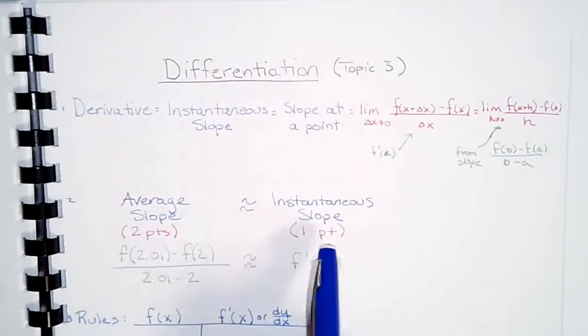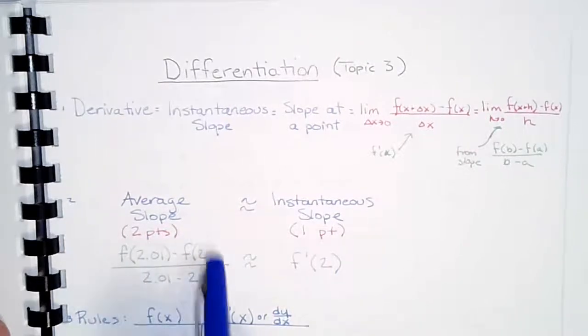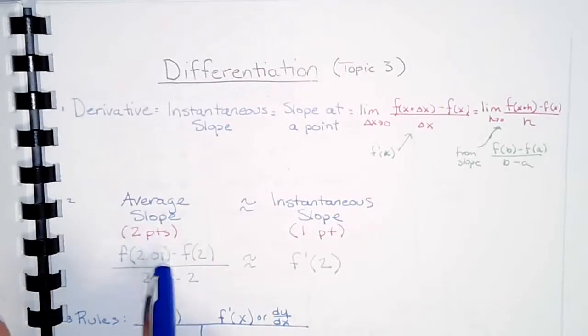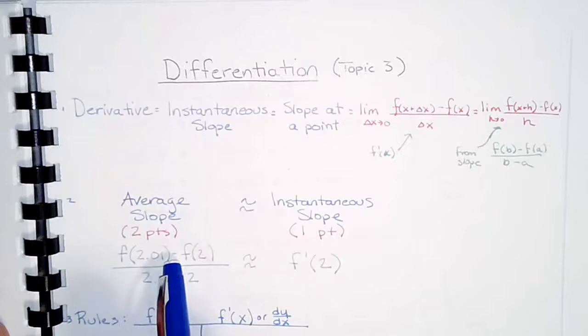We can use average slope to estimate instantaneous slope. And you're going to see this a lot. It's just going to say estimate the instantaneous slope using average slope. It just means we're going to use 2 points instead of 1. I'm going to show you an example of that coming up. I talked about this one here a little bit yesterday. I'm not really going to worry about it.